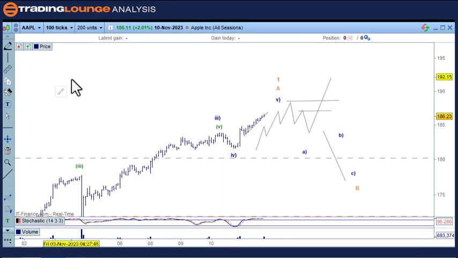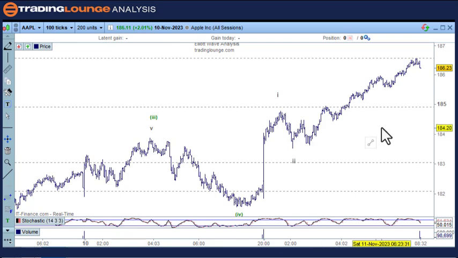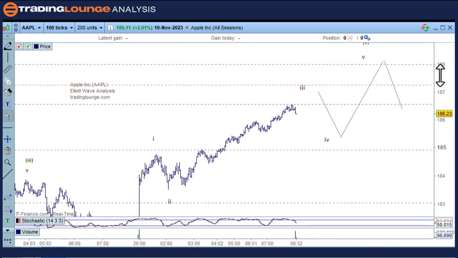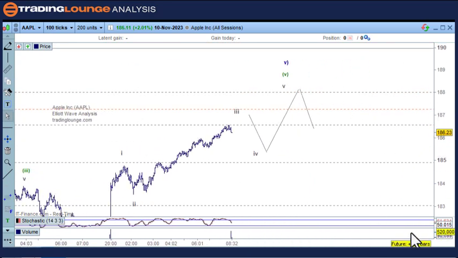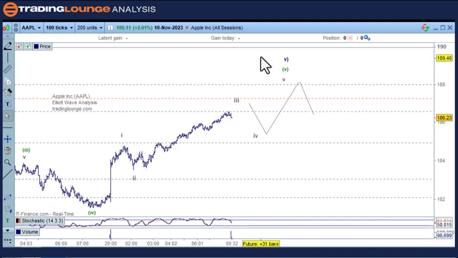So on the 100 ticks here, we could view it a little bit like this here, just sort of blowing it up a bit. And yeah, just remember that there's resistance at the 188 and 190.